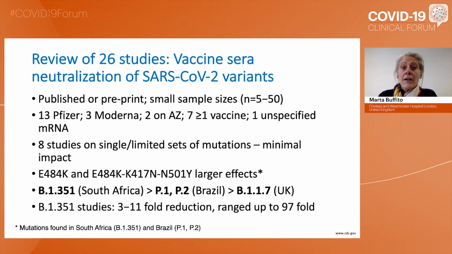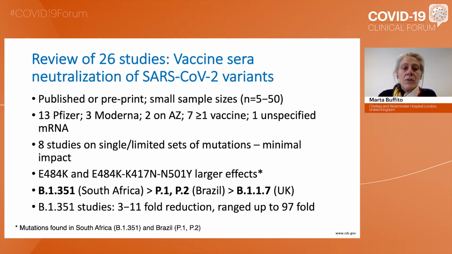So there are studies looking at vaccine sera neutralization of the CoV-2 variants. Some are published, some are still preprints. The majority of them are characterized by small sample sizes, but data are accumulating, so we're learning about this. 13 studies look at Pfizer, 3 look at Moderna, 2 look at AstraZeneca, 7 look at more than one vaccine, and 1 looks at an unspecified mRNA vaccine.